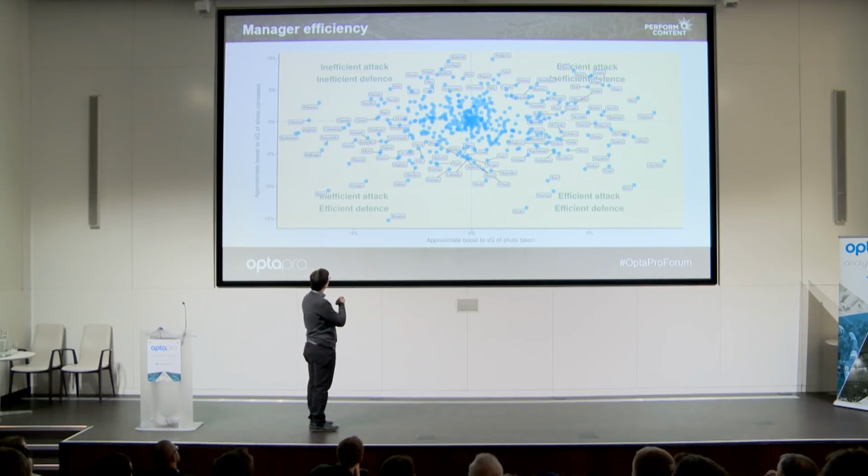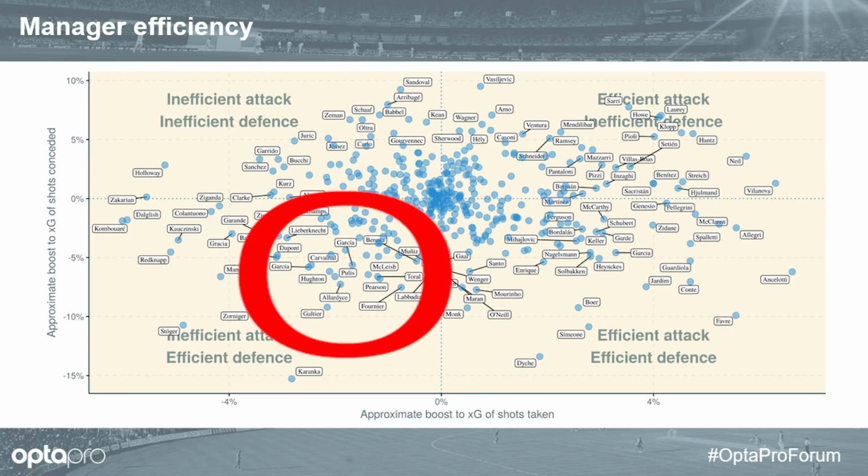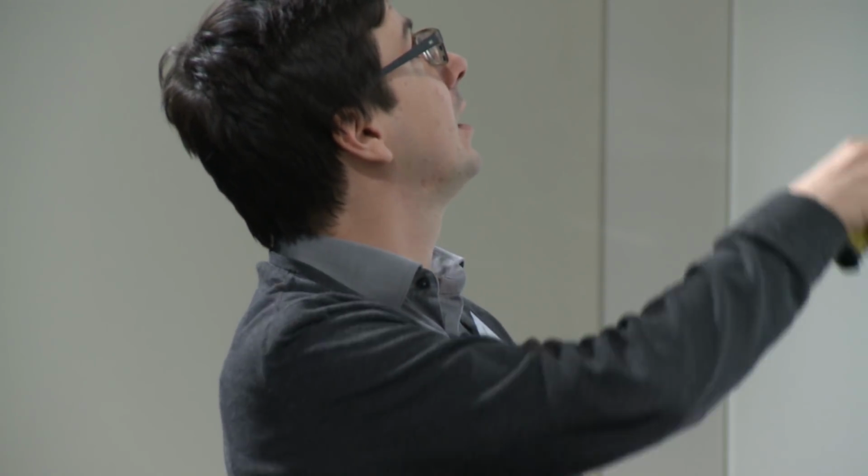Another little case study here is that the typical British defensive managers are grouped together. This is Allardyce, this is Pulis, this is McLeish, this is Pearson. So you have that little cluster here. And what else can I say? Ian Holloway, not great.